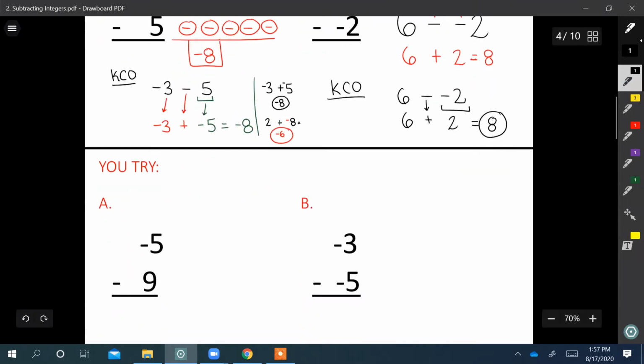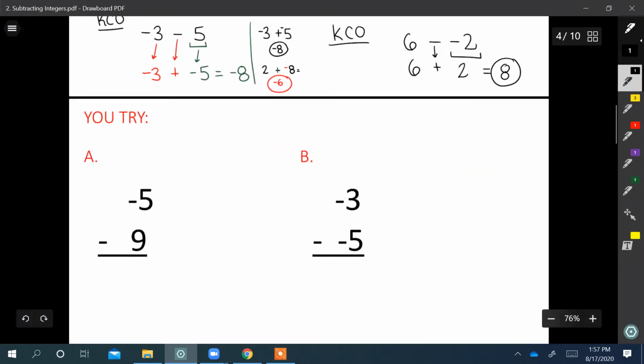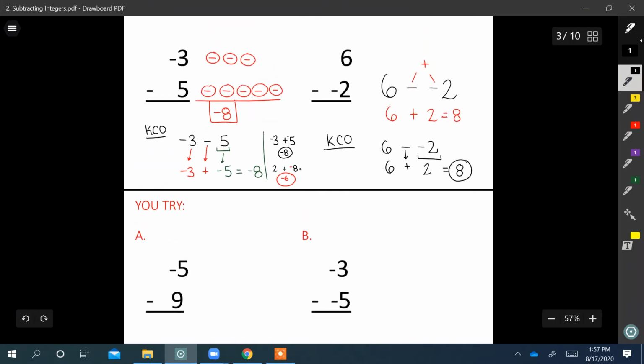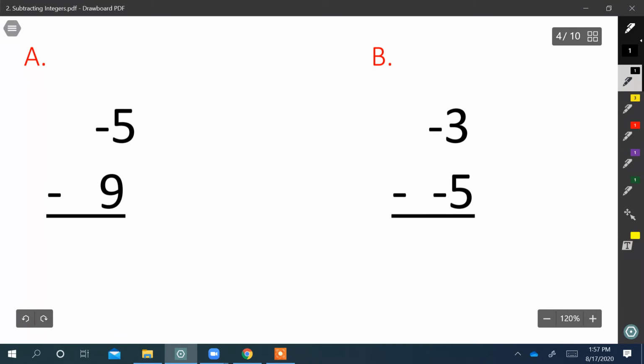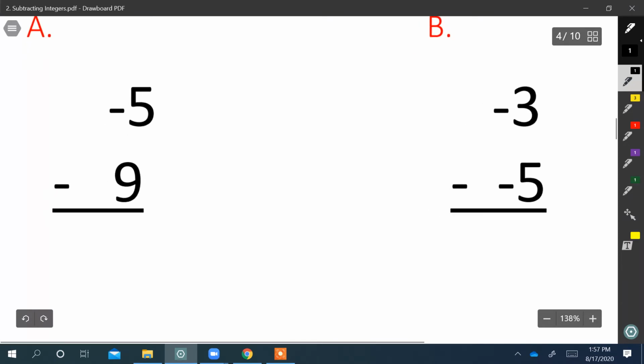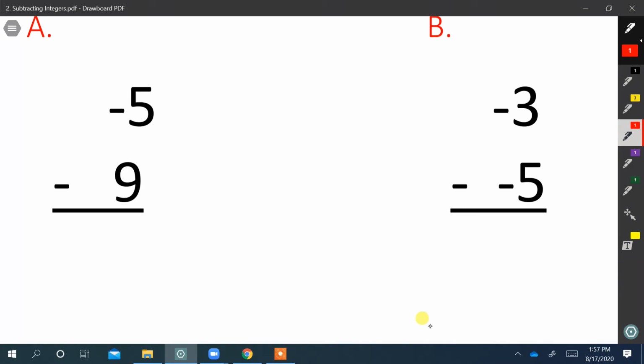Alright, now let's have you try it. See if they're not the same problem. They're not. Alright, you're going to try problem A. Hopefully you try problem A. When I see this problem, here's what I see. I see 5 negatives and I see 9 negatives. So that should give you negative 14.